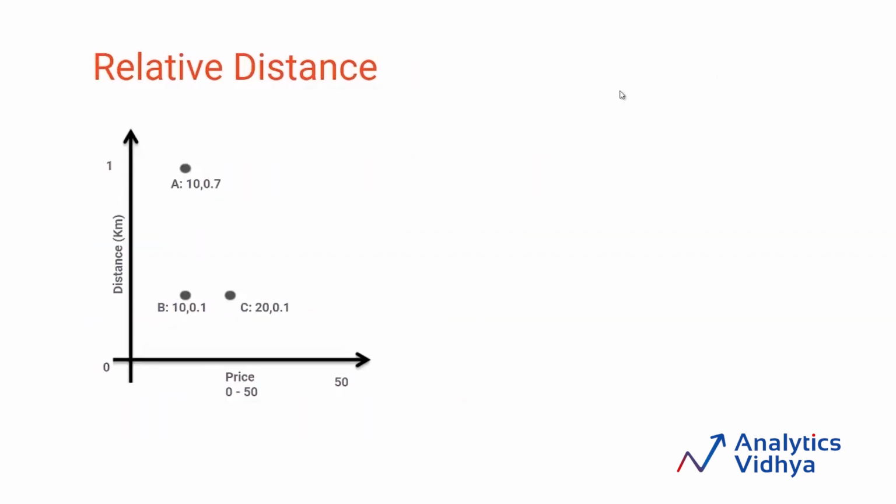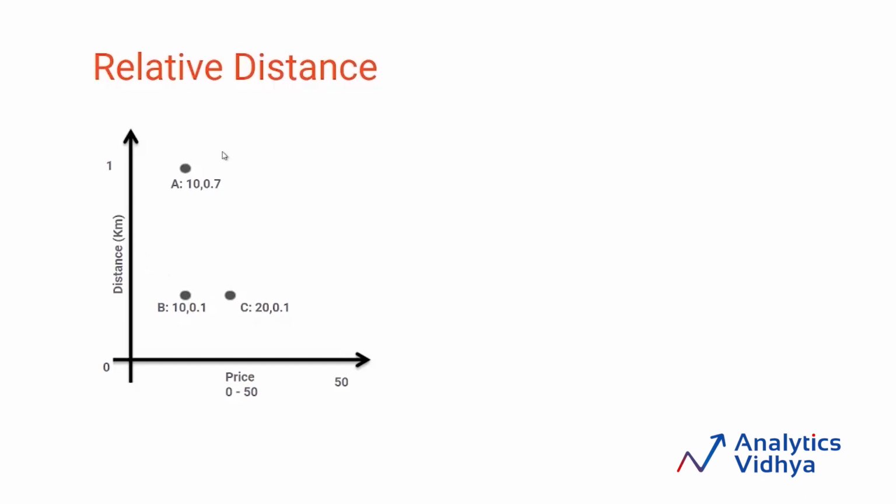So let's take an example. Suppose I have price on the x-axis ranging from 0 to 50 and distance in kilometers which ranges from 0 to 1, and I have the following points A, B and C on this plot. So here we have 2 features, price and distance.